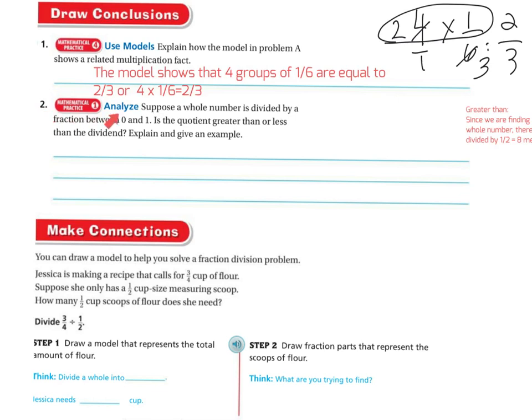Problem 2, analyze. Suppose a whole number is divided by a fraction between 0 and 1. Is the quotient greater than or less than the dividend? Explain and give an example.